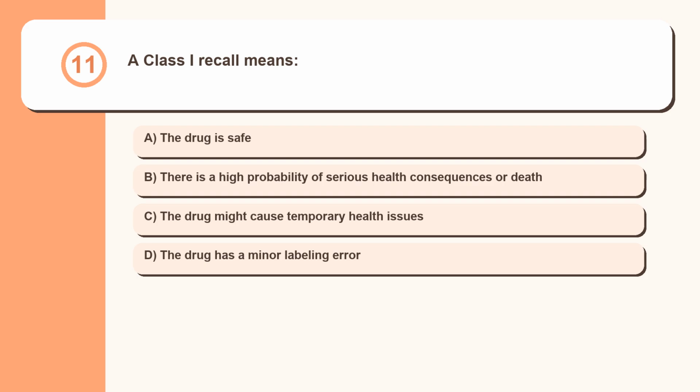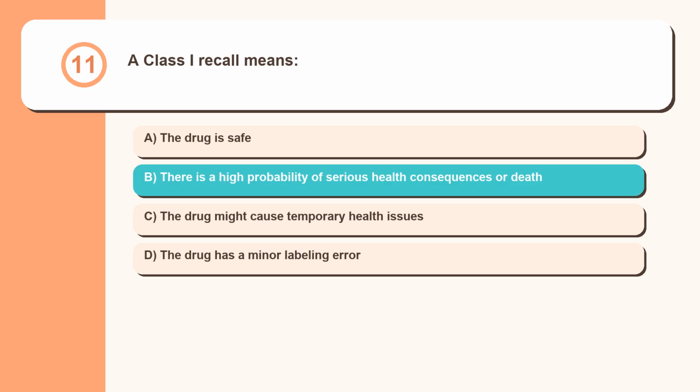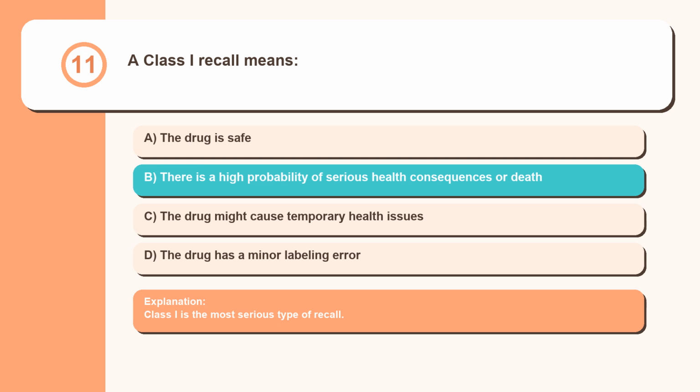Question 11. A Class 1 recall means: the drug is safe, there is a high probability of serious health consequences or death, the drug might cause temporary health issues, the drug has a minor labeling error. Class 1 is the most serious type of recall.